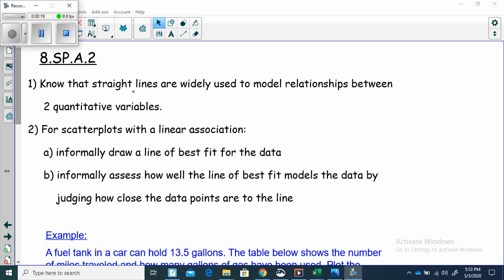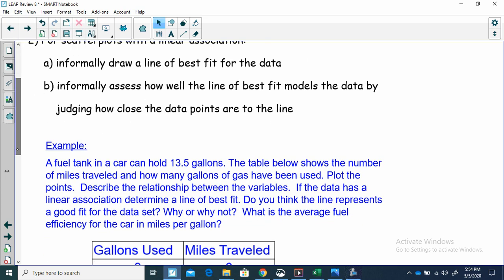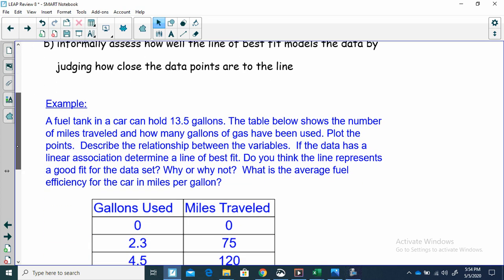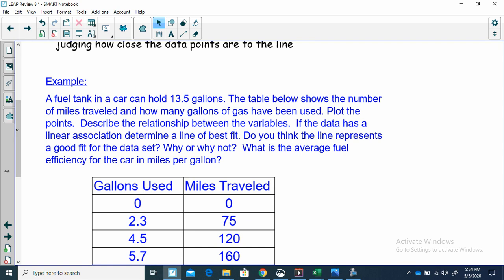What we've done in the past is we've looked at linear equations. Now we're talking about lines that are essentially drawn as best fits between data that are not exactly perfectly linear. For scatter plots with a linear association, we need to informally draw a line of best fit for the data, and then informally assess how well the line of best fit models the data by judging how close the data points are to the line. So let's look at our first example here. I think it'll make sense when we do an example.